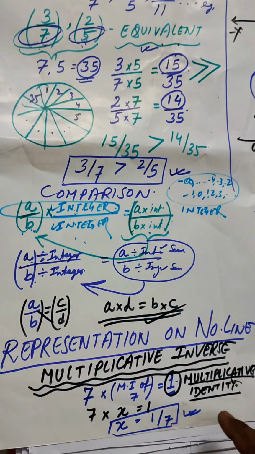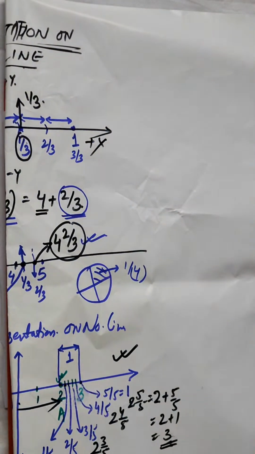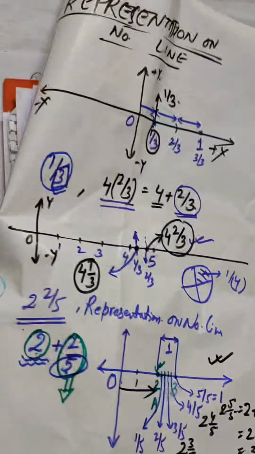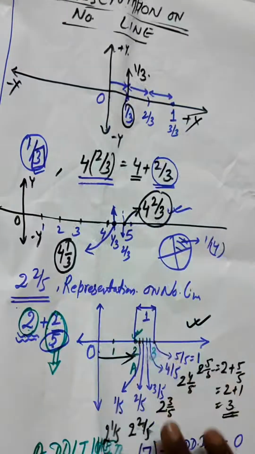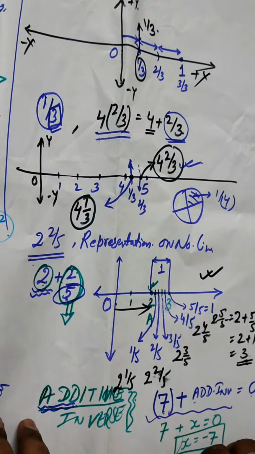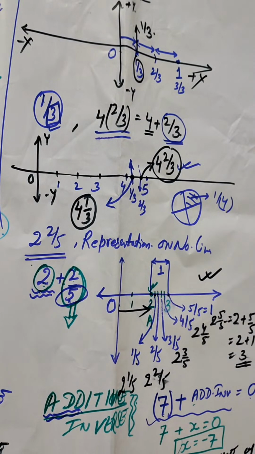Multiplicative identity, additive identity, comparison of natural numbers, and representation on the number line, right? We have learned all that. Representation on the number line, you can see we have seen various examples over here. Now what is left with us? Comparison we already did, representation, multiplicative inverse, additive inverse, and everything.